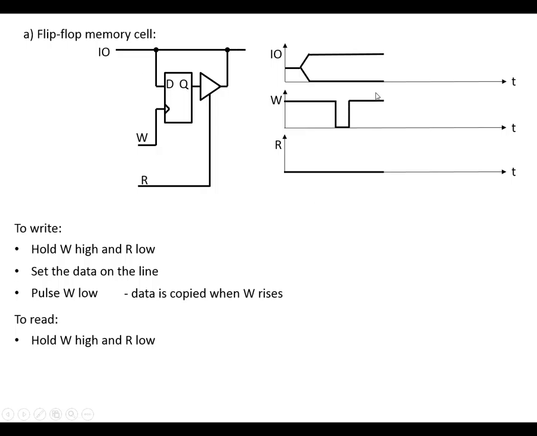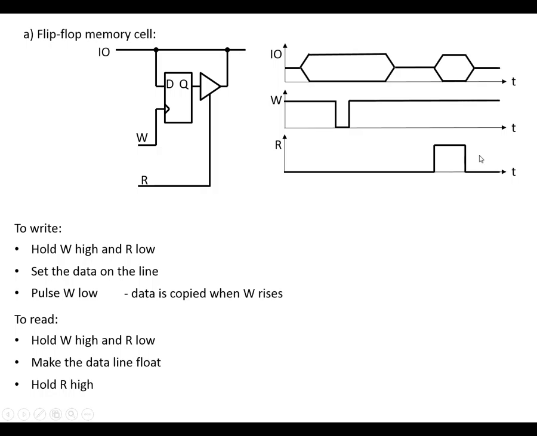And to read it, we start off with W high, R low. We need to make sure that the data line is floating, so it's not connected to anything. So when we get the connection across here, there's no conflict. And then we're going to make R go high, which connects to the tri-state, connects across there, so it's going to enable it. And whatever was stored in there is now connected to the input-output line. If we make this low again, then the data line is going to be floating again.